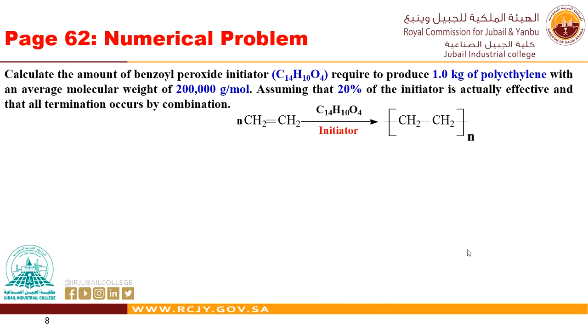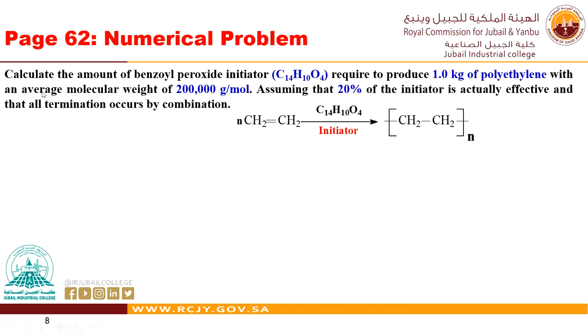So one important thing for the polymer chemist is you want to calculate the amount of the initiator that you will use to produce a certain amount of a polymer. For example, you want to produce 1 ton of a polymer. What is going to be the amount of monomers, and what is going to be the amount of initiator? So the numerical problem on page 62 of your course material, CHM 155, is given here.